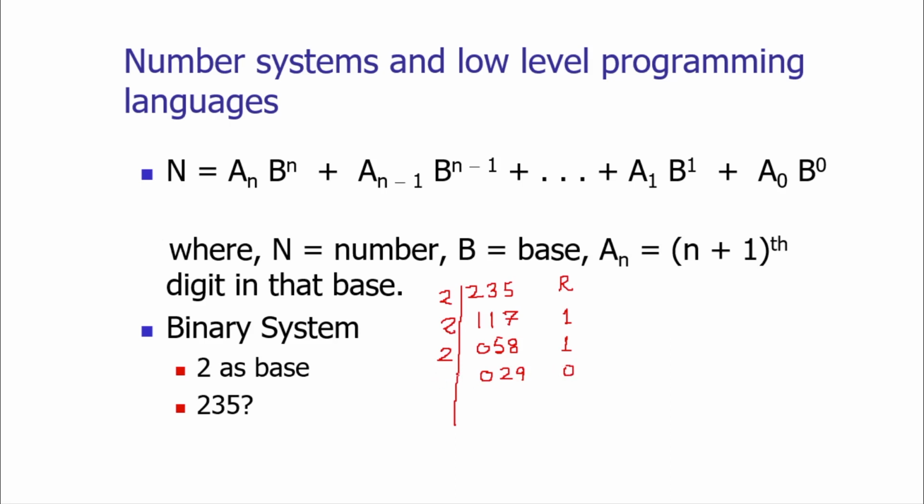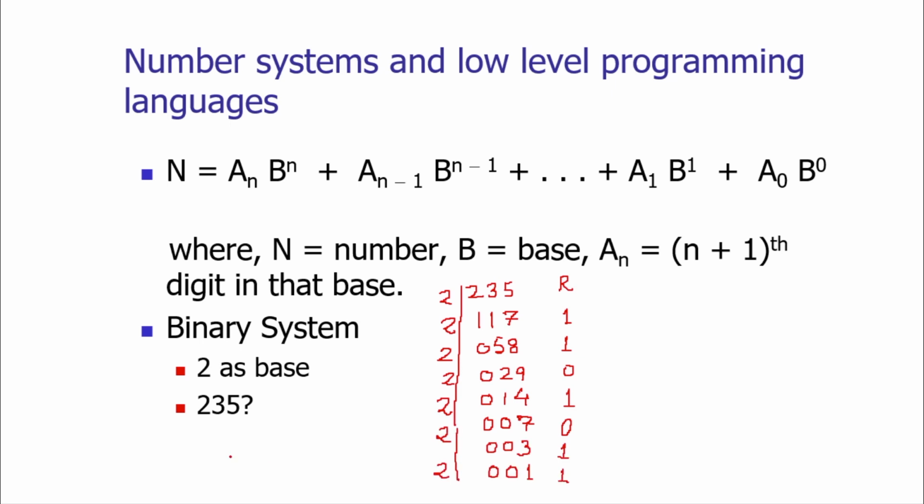Fine, so we need to carry out this operation till we get the value as 1 or 0. So I am dividing once again. I will get here 14 and the remainder is 1. Further you divide, getting the remainder 0. I will keep on doing this.